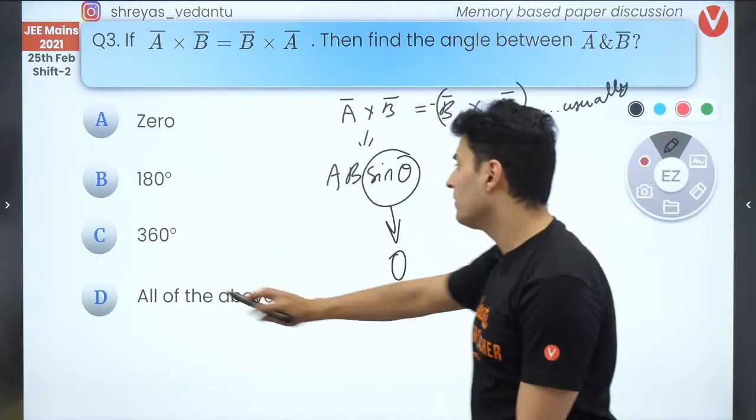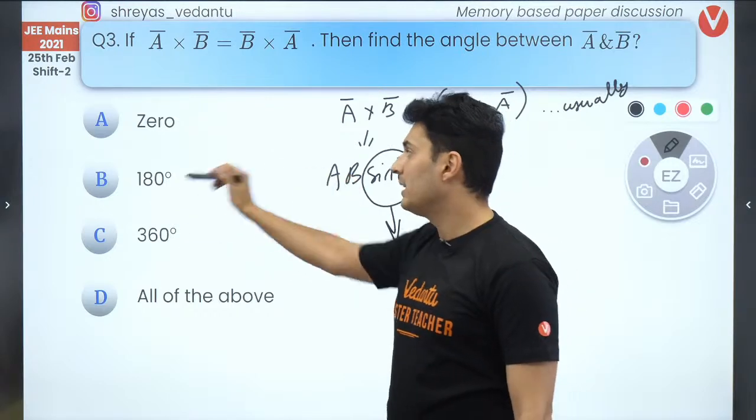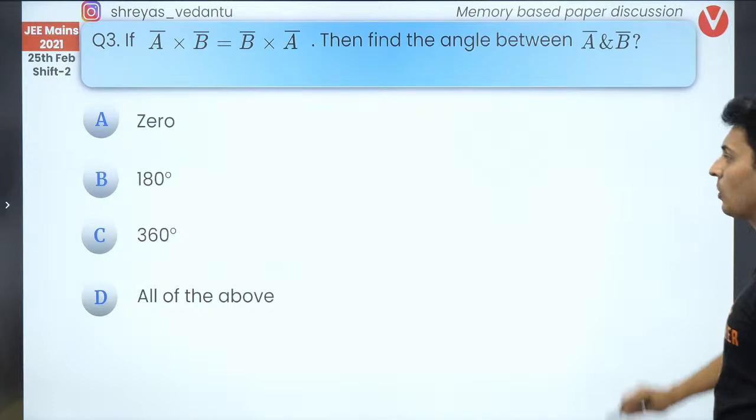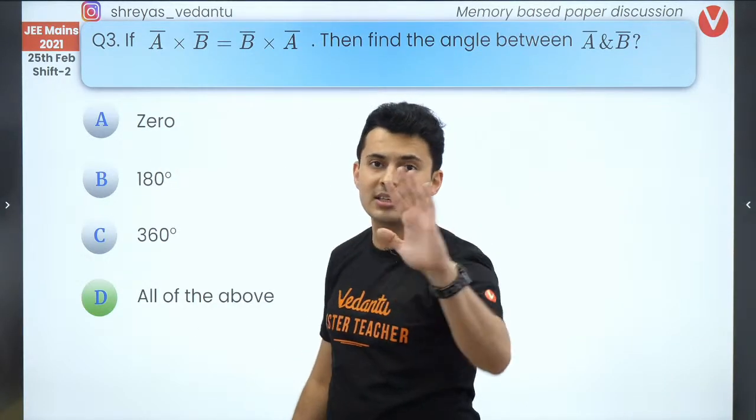Acha, don't worry. So all of the above will be correct, because sine theta will be 0 when theta is 0, or when it is 180, or when it is 360 degrees. All the options are correct. All right. So that's the answer. If the options were different, you accordingly mark it. I am discussing the solution.